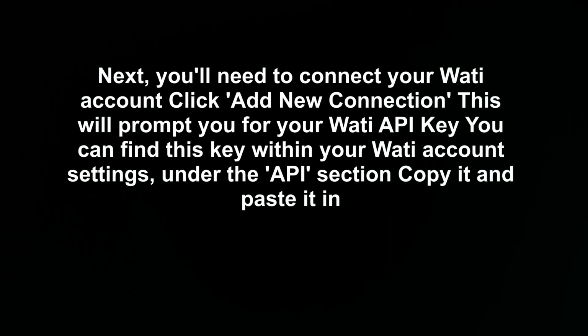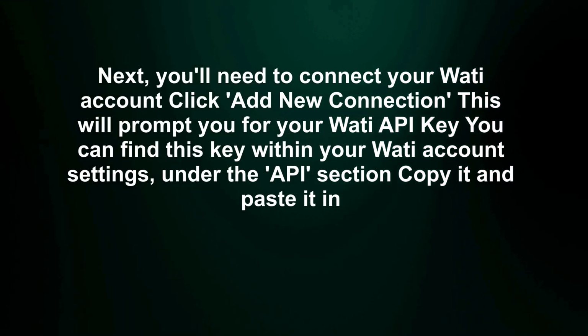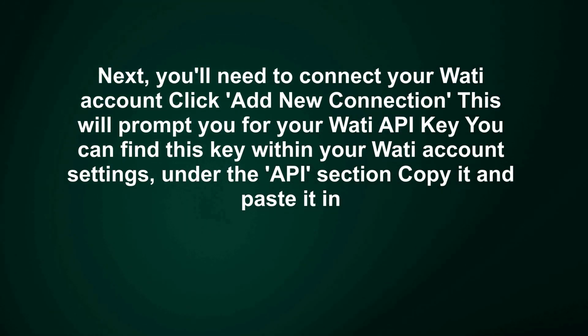Next, you'll need to connect your Wati account. Click Add New Connection. This will prompt you for your Wati API key. You can find this key within your Wati account settings. Enter the API section, copy it and paste it in.